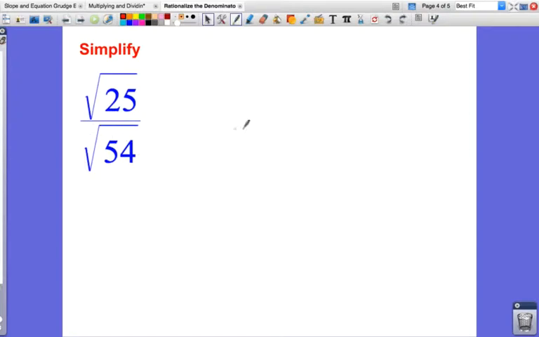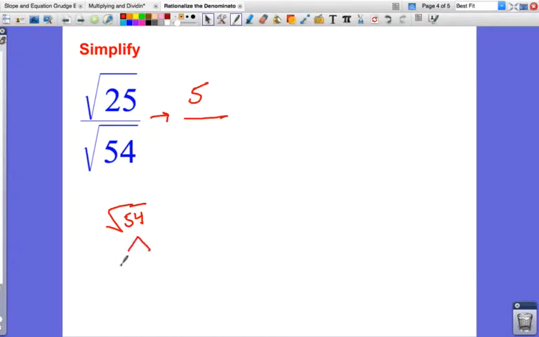Another one. So now I've got a couple of things going on. I have the square root of 25 over the square root of 54. Well, the first thing I know is, let me just start simplifying this a little bit right away. Square root of 25, that's just 5. So let's make this a little bit simpler. Square root of 54, I can actually simplify this too a little bit, and I want to do that right now just to make my life a little bit easier.